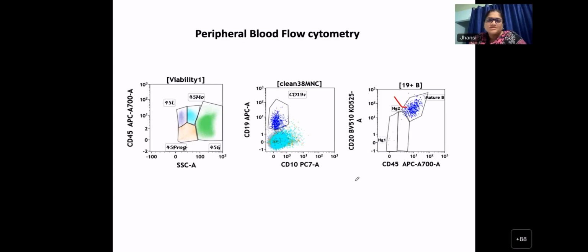Very good. Why do you say mature? CD20 and CD45 positive. Correct. These CD20 and CD45 both appear quite late in B cell maturation, so they are nicely positive. So I don't think they are any precursor cells. So B cells seem to be quite normal, right?